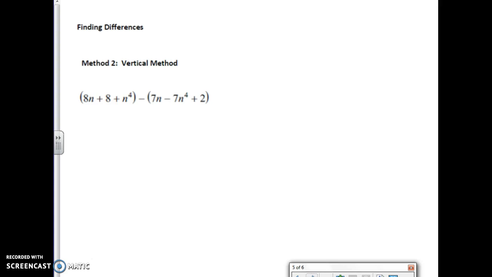We're going to rewrite in standard form like we did before. So I have 1n to the 4th. I'm putting a 1 there because I want to get in the habit of noticing there is a 1 there. Now I got plus 8n, and plus 8. I'm going to put the terms underneath. So I got negative 7n to the 4th. I got positive 7n, because that is a positive, and I'm adding 2. I'm going to put parentheses around this just so that I know that I'm subtracting.